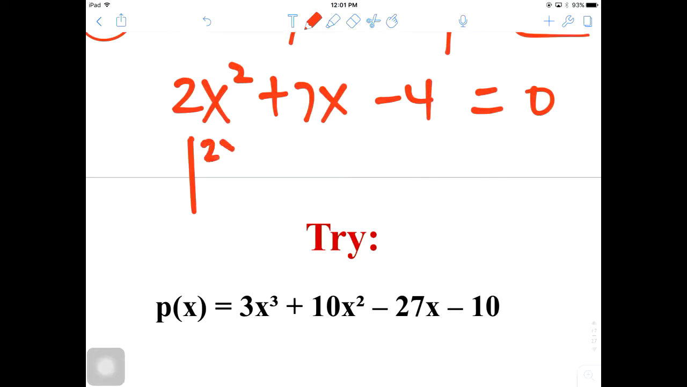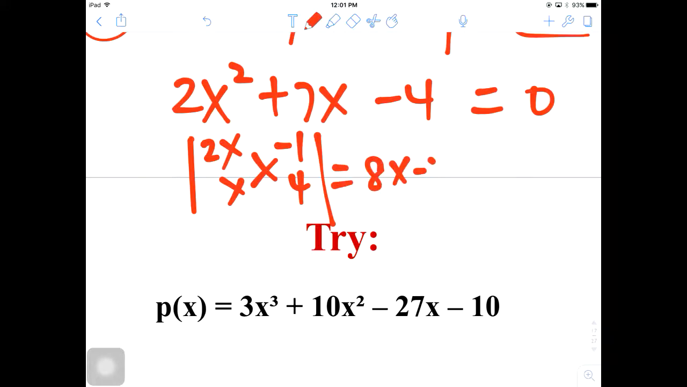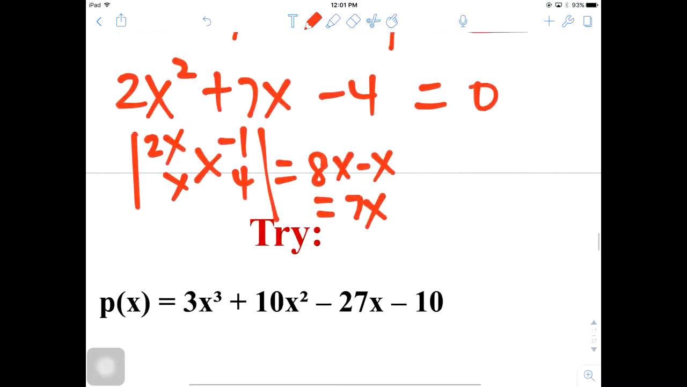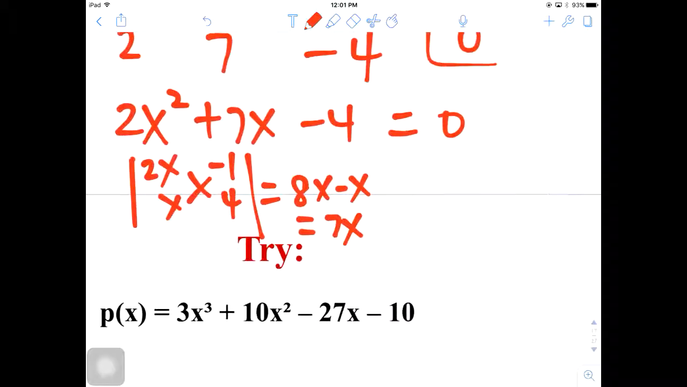So it is 2x and x. And we need two numbers that multiply to get 4 and different signs. So let's try negative 1 and 4 and cross multiplying. We should have 8x minus x. That gives us 7x, which is the middle term that we want. So we know that the correct complete factorization for this one will be 2x minus 1 times x plus 4.